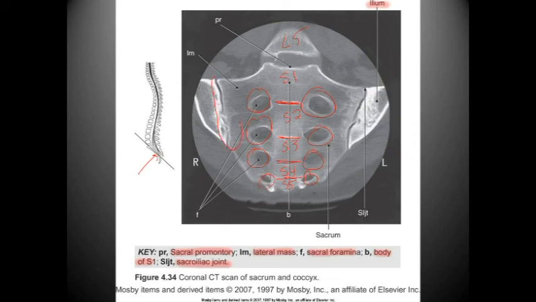The SI joints here. The ala, or the lateral masses. L5-S1 intervertebral disc. And also the sacral promontory, which is really not demonstrated very well on this image.